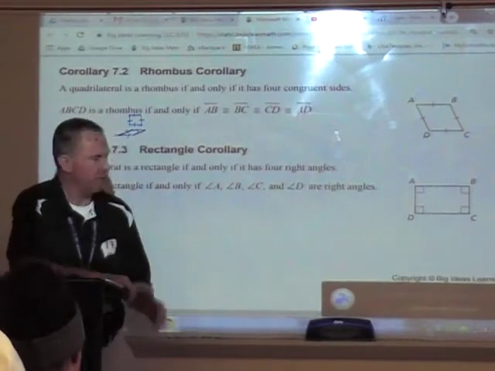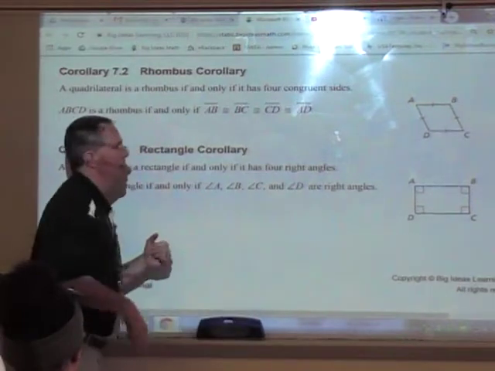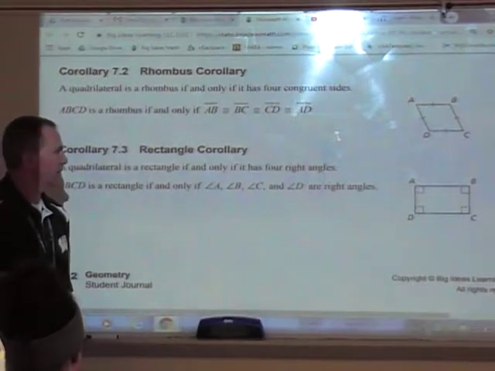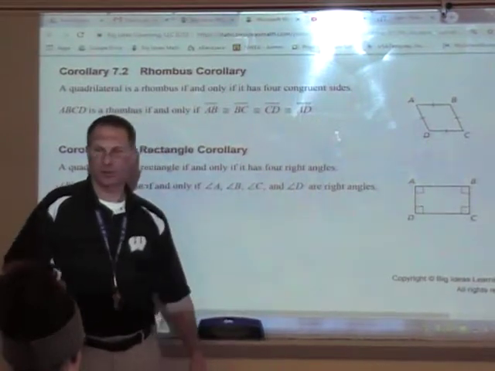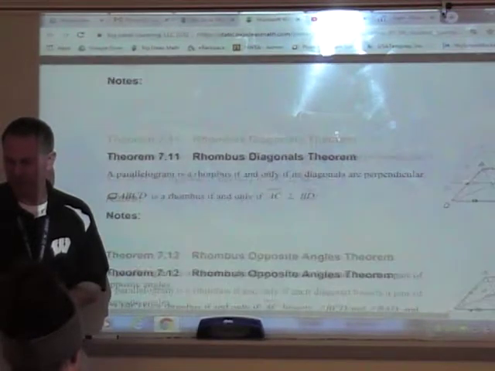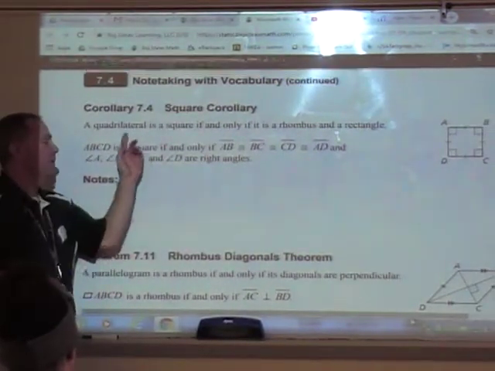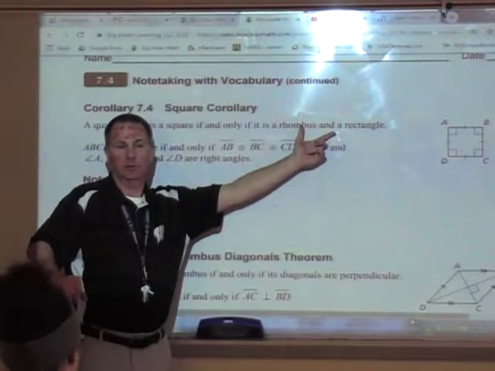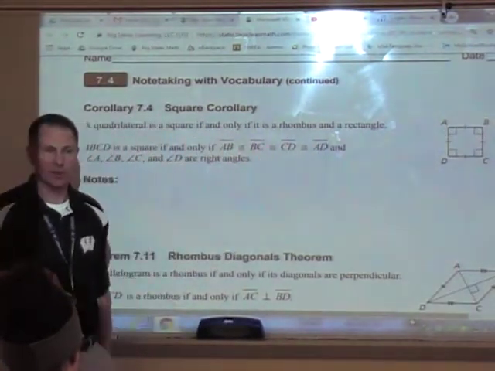These 2 corollaries we've already talked about. A quadrilateral is a rhombus if and only if it has 4 congruent sides. A quadrilateral is a rectangle if and only if it has 4 right angles. Rhombus has 4 congruent sides; rectangle has 4 right angles. Let's keep adding to these. A quadrilateral is a square if and only if it is a rhombus and a rectangle: 4 congruent sides and 4 right angles. That's what makes a square.